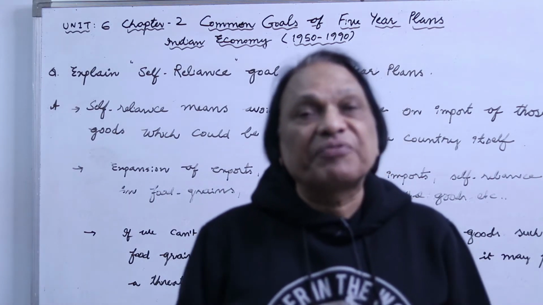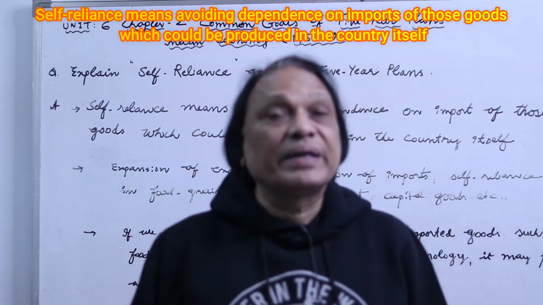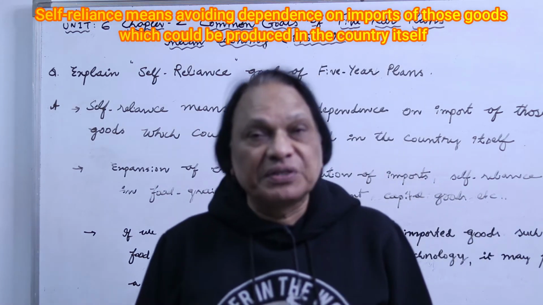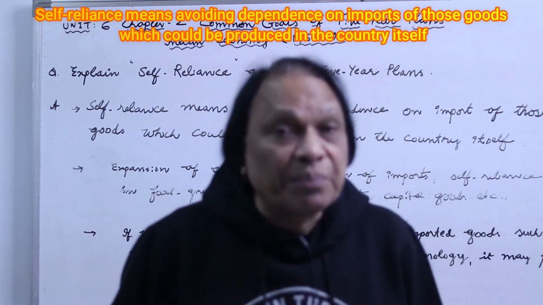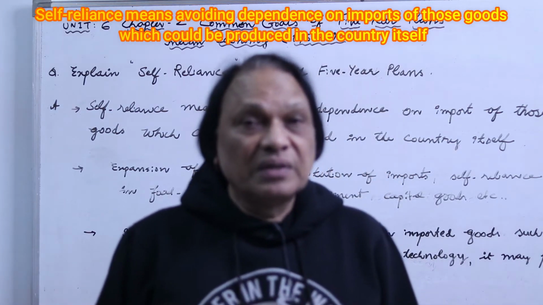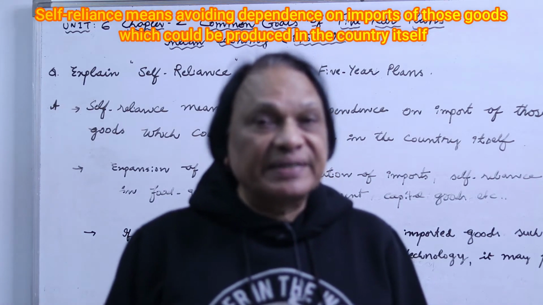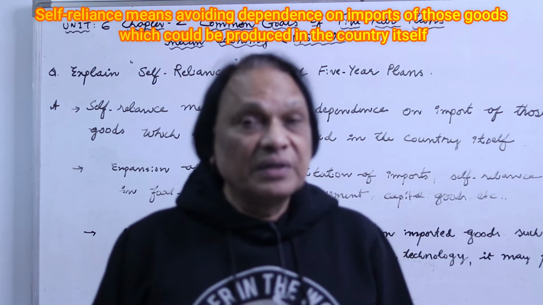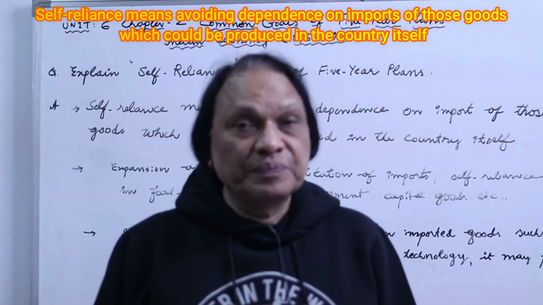What exactly is self-reliance? That means not depending on other countries. A country will develop only if it is self-reliant. For 200 years, India was completely dependent on Britain. They treated it as a colony. We exported raw materials and imported goods from them. As a result, the economy could never develop.